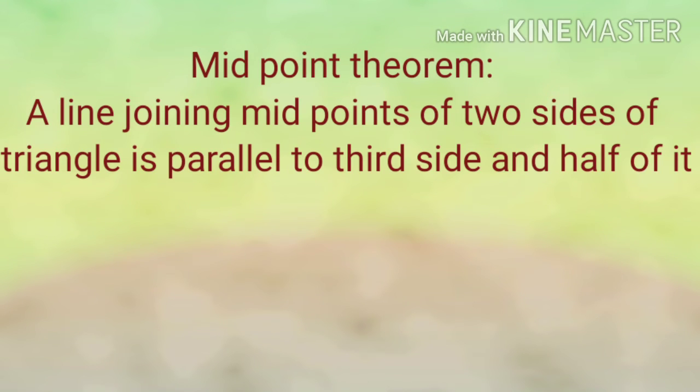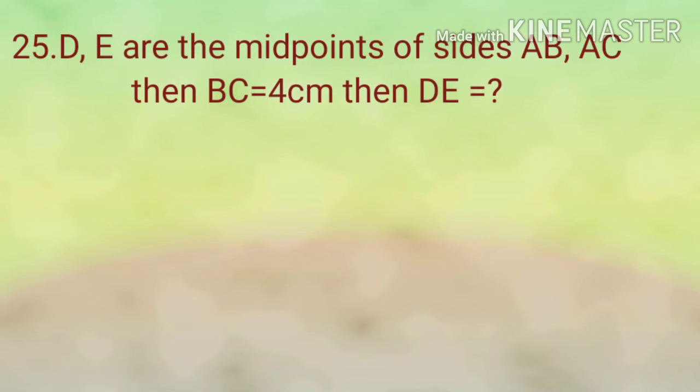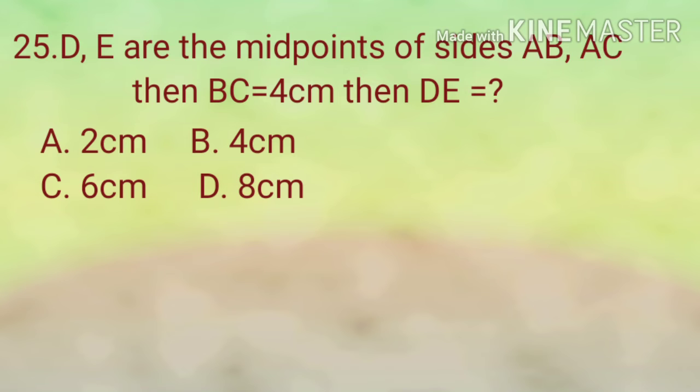Note down the problem, practice that, then go for the next one. A line joining the midpoints of sides of a triangle is parallel to the third side and half of it. DE is parallel to BC and DE is equal to half of BC. Next problem: D and E are the midpoints of sides AB and AC. Then BC is equal to 4 centimeters. Then DE is equal to how much?